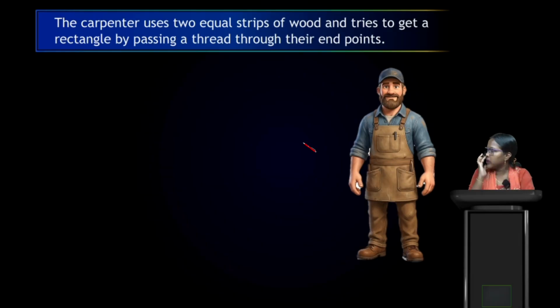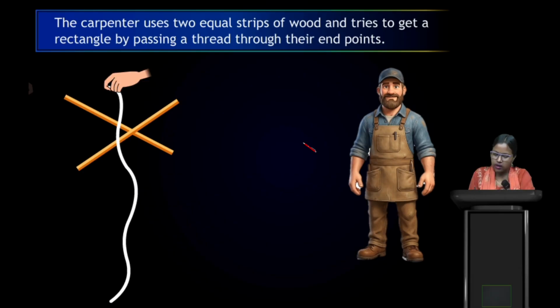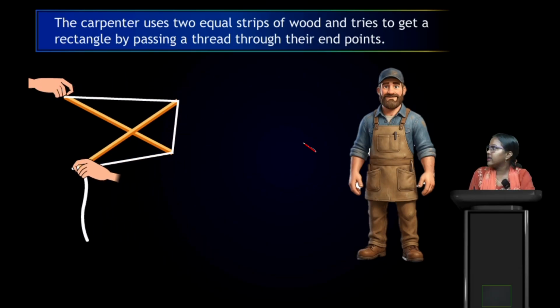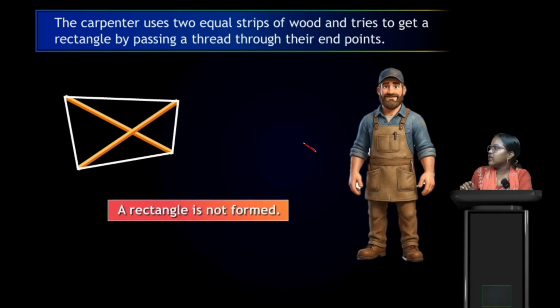Okay, the carpenter uses two equal strips of wood and tries to get a rectangle by passing a thread through their endpoints. Here you see the two equal strips of wood that the carpenter took. So is it looking like a rectangle? What do you think? No, it is not looking like a rectangle. Okay. A rectangle is not formed.